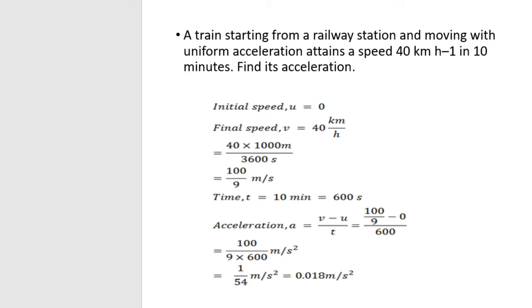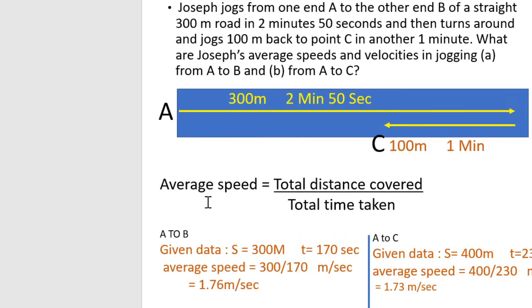Okay, let's move ahead and understand this question. Again, this question is going to make your ideas clear about what is average speed and velocity, in case there are still some hurdles that you're facing. Joseph jogs from one end A to the other end of a straight 300-meter road in 2 minutes 50 seconds, and turns around and jogs 100 meters back to point C in another 1 minute, right?